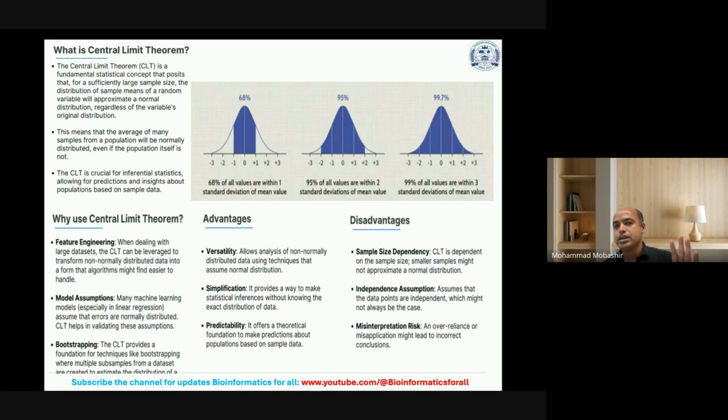So these are the advantages, disadvantages, and why we use the central limit theorem, or CLT, the basic details. And now, even if you do not know the mathematical equations, if you understand the problem of CLT, you can write your own code without knowing or memorizing the mathematical equations.